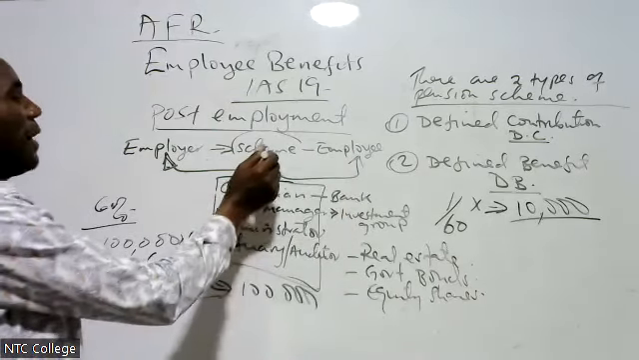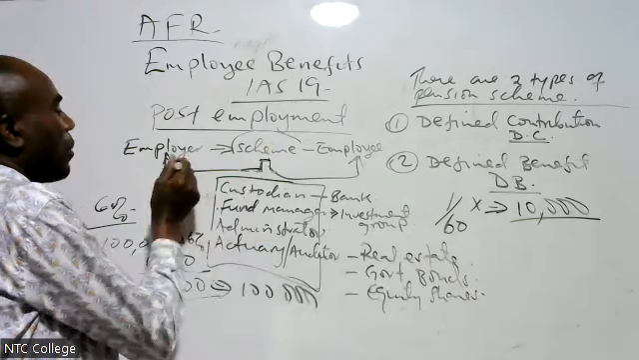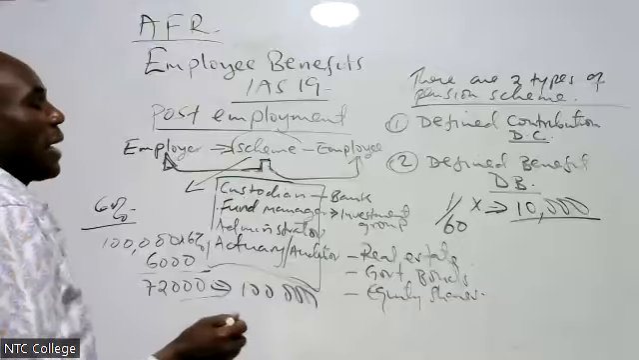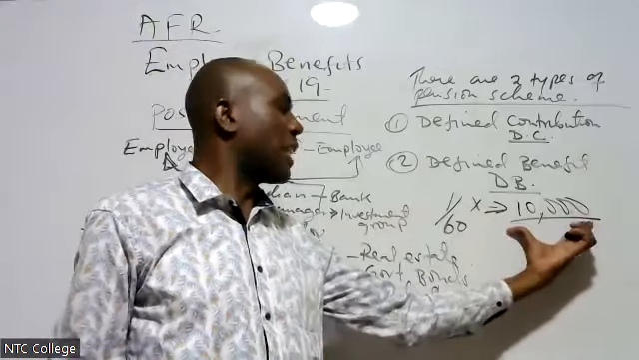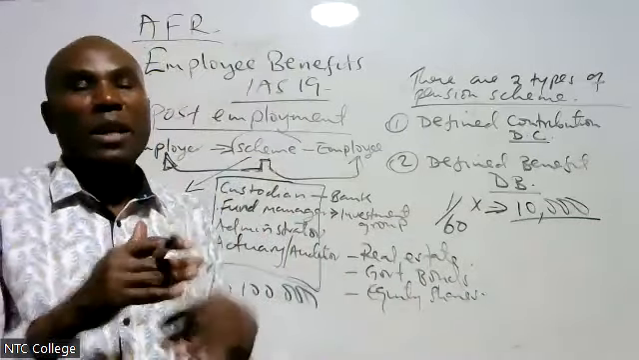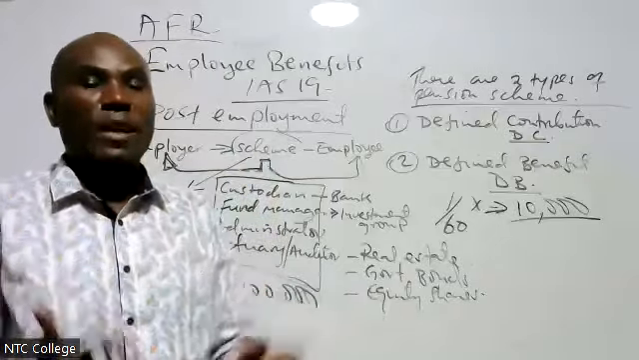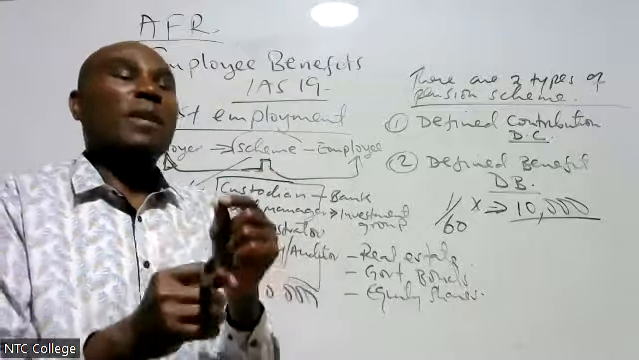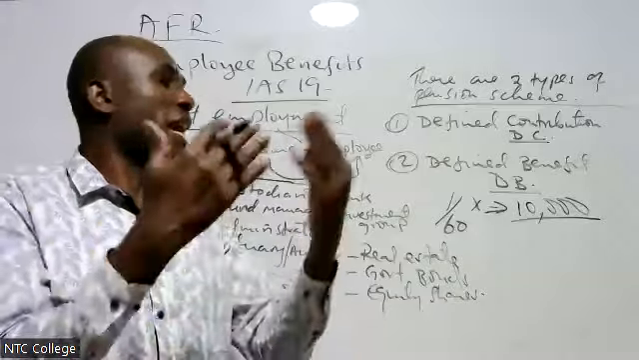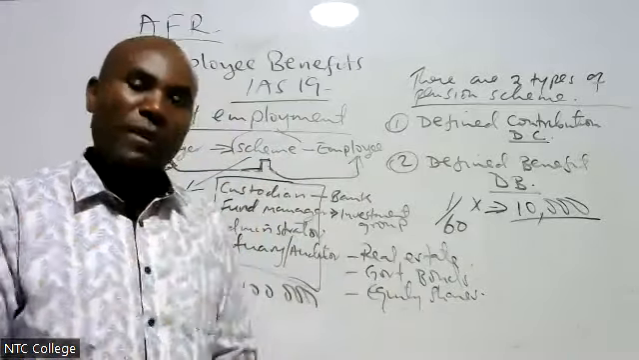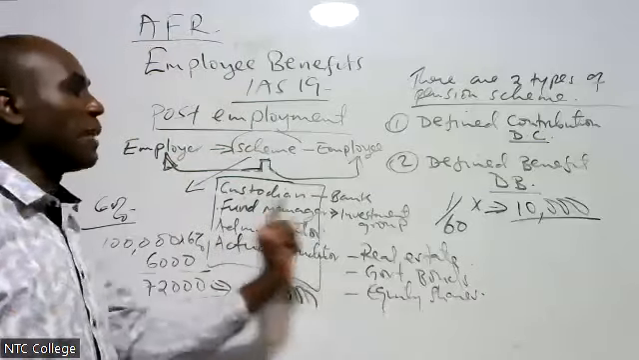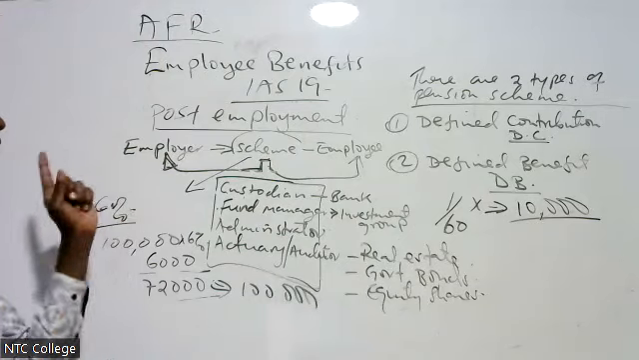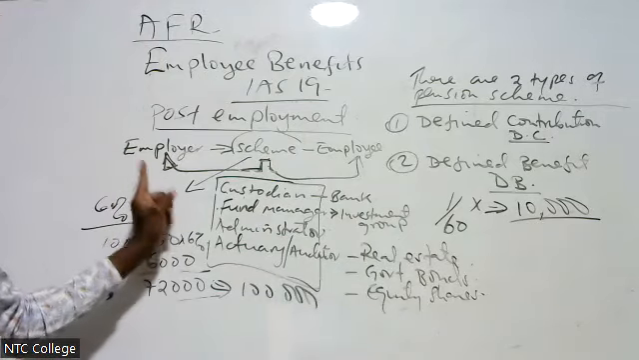Because if the scheme performs very well, the employer will benefit. It means the employer will reduce on the contribution. For example, I need to contribute up to 10 million, but the scheme is helping me. If the investment does very well, then it is helping me, so that the assets are growing. But if the scheme is not doing very well, it's my liability to make sure that the employee will get 10 million. Therefore, the risk and the liability lies on the employer.